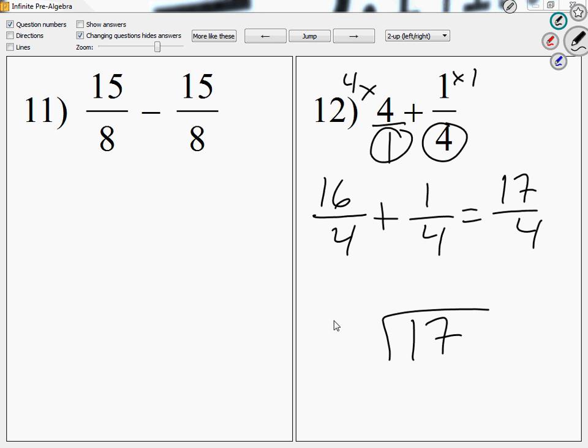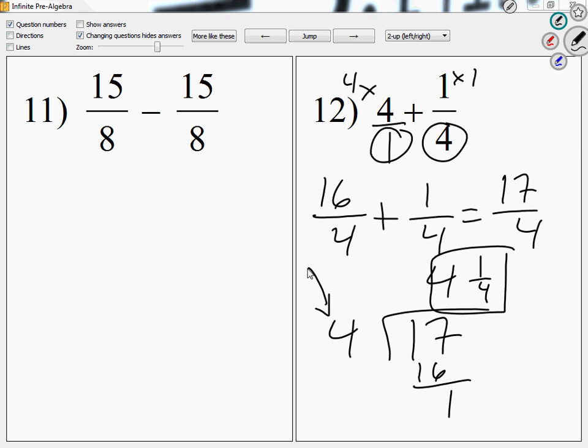17 divided by 4. How many times does 4 go into 17? 4 times. Because 4 times 4 is 16. Our remainder is 1. So 1 over 4. Remember, the bottom number on the fraction is this number out here. Right? It happens to be a 4. So that's why I put a 4 at the bottom of the fraction.